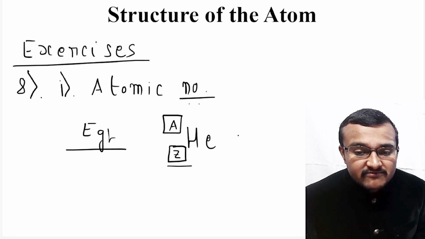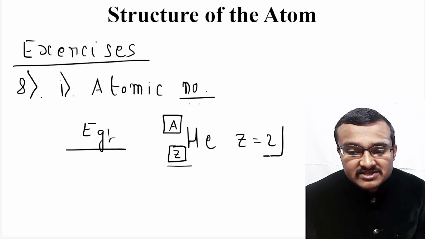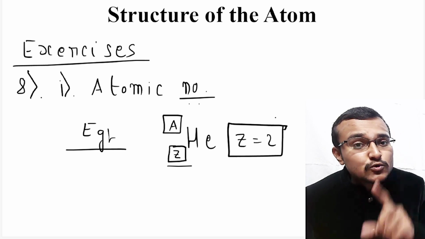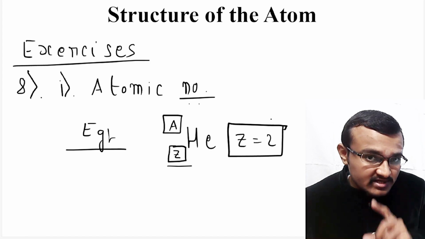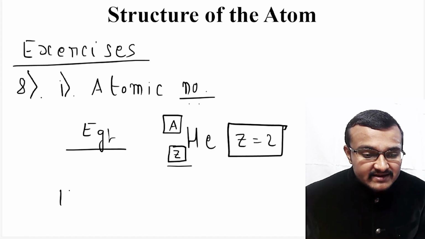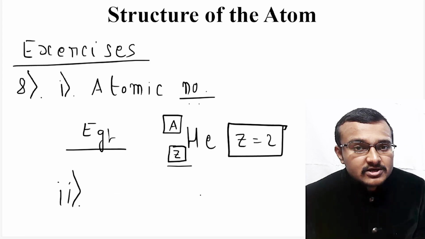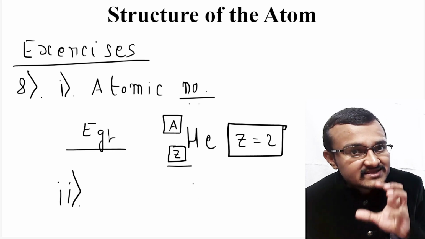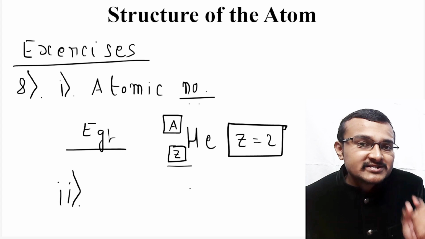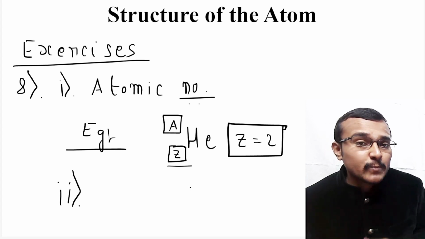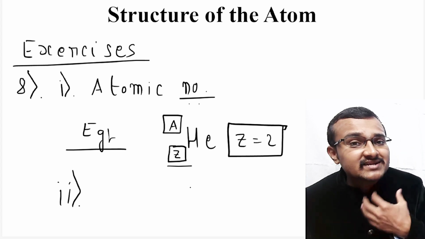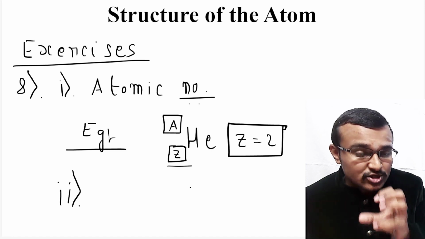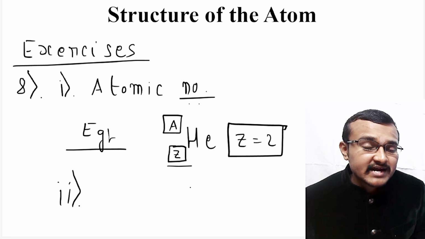So what is the atomic number of helium? Atomic number of helium is 2. That means 2 electrons are there in helium and 2 protons are there in the nucleus of that helium. Similarly, if I define atomic mass number, it is the number of nucleons present in the nucleus. What do you mean by nucleons? One is proton and the other is neutron. So how many protons are there and how many neutrons are there?